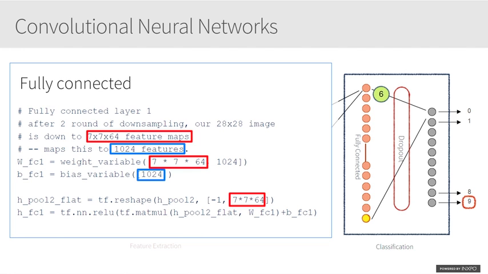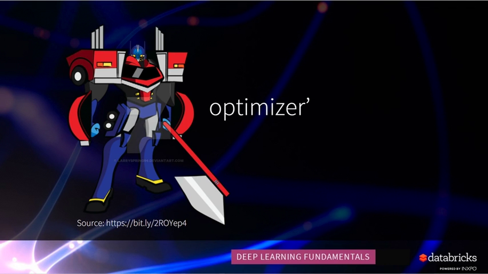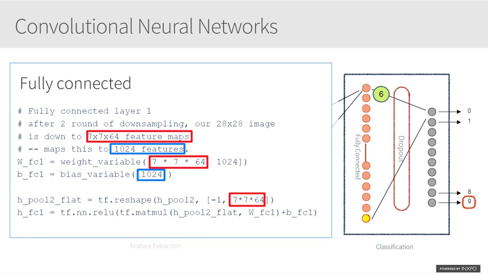Because it maps to 1,024 features, inside the code, again, we called this out, W_FC1, that's the weight variable. It's 7 by 7 by 64. We have a bias variable of 1,024 features. And I forgot to put a blue square here next to the weight variable as well. But basically, the pool flat, where we're going to reshape it, is a 7 by 7 by 64 feature map.